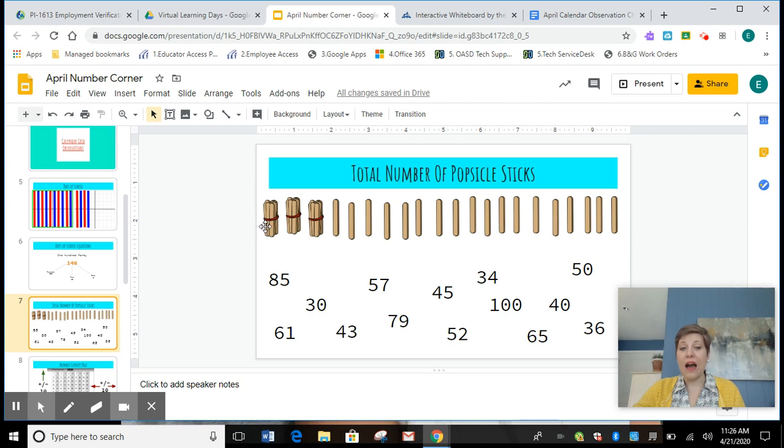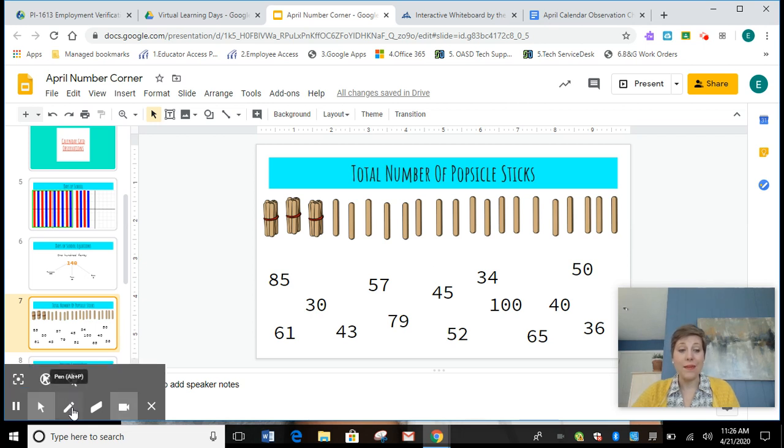All right. I've rearranged our popsicle sticks. So I see my groups of 10s, but I see all these single popsicle sticks. Now, first graders, do you think it's going to be the best use of my time to count all these out by one? Or do you think we can make a group of 10?